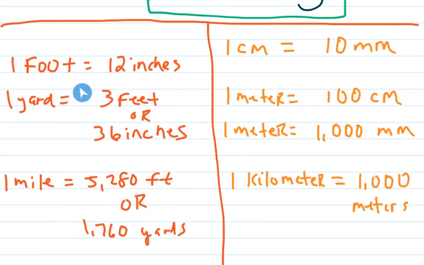So you know that a foot is 12 inches, 1 yard is 3 feet, or 36 inches. You know that a mile is 5,280 feet, or 1,760 yards. Now, when we talk about the metric side, we know that a centimeter is equal to 10 millimeters. A meter is equal to 100 centimeters. A meter is equal to 1,000 millimeters. And a kilometer is equal to 1,000 meters.